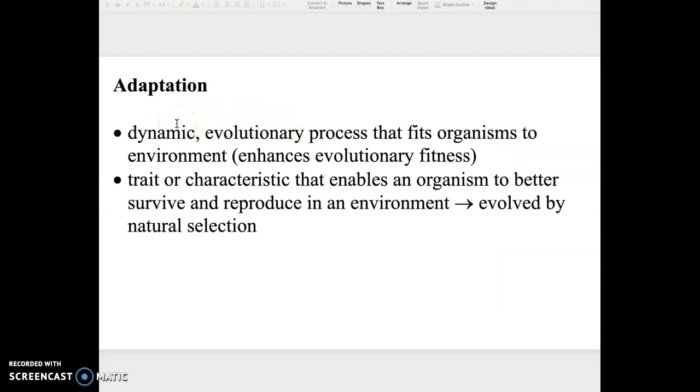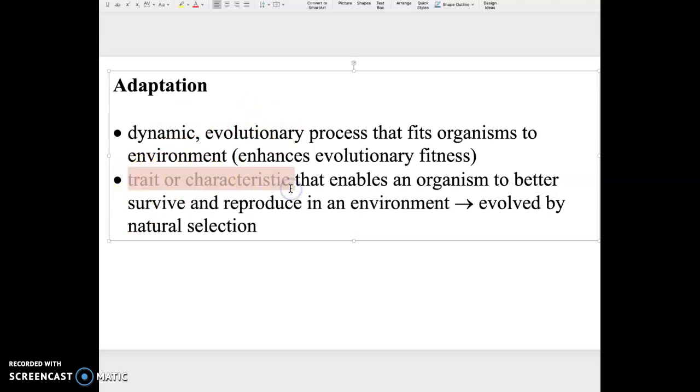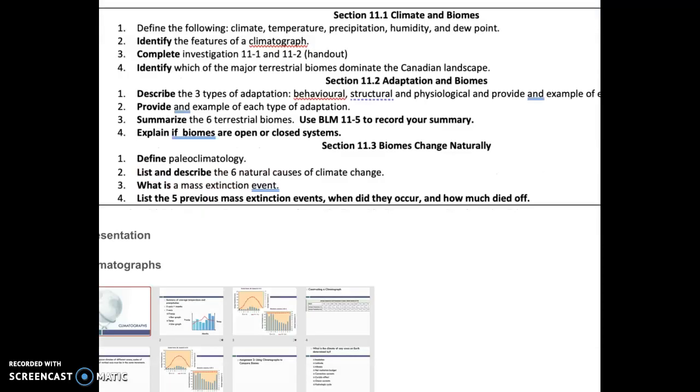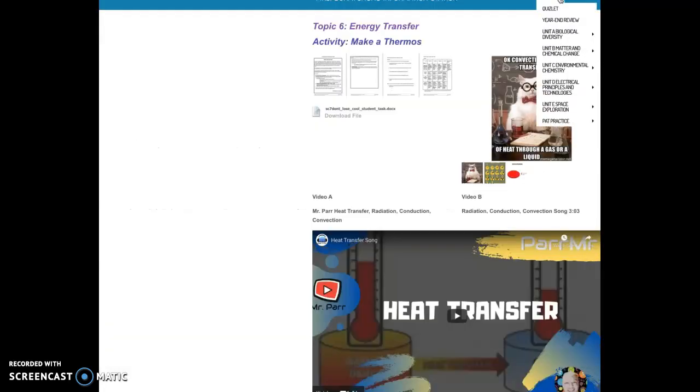Okay, what is the specific definition of adaptation? It's a trait or characteristic, like sharp teeth or warm fur, that helps an organism survive and reproduce in its environment. And that happens over time because of natural selection. Yes, evolution, which you spent some time in grade 9 learning about. Just to jog your memory on that one, because it might have been a little while ago, or you might not have learned it at all if you were online.